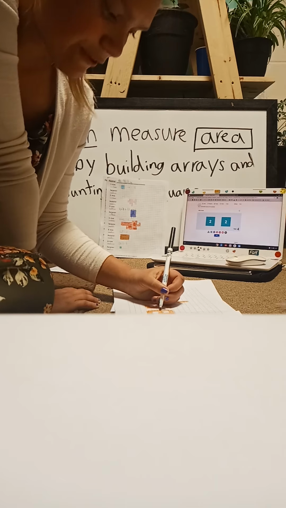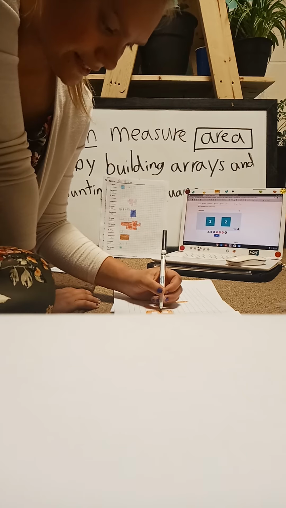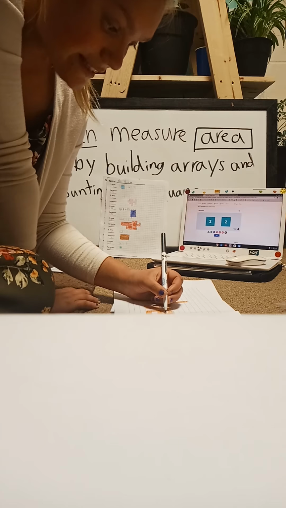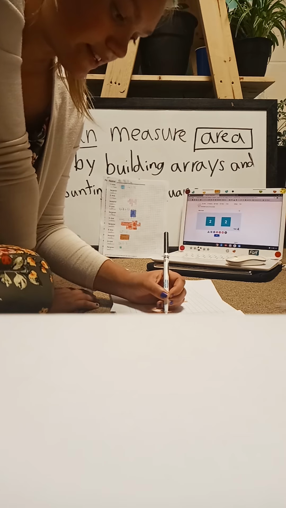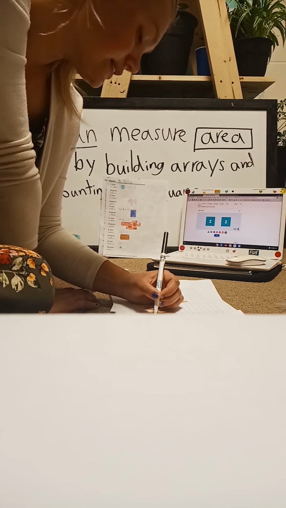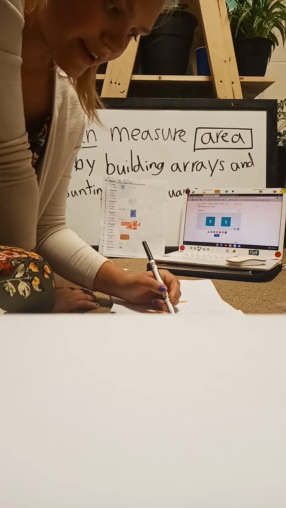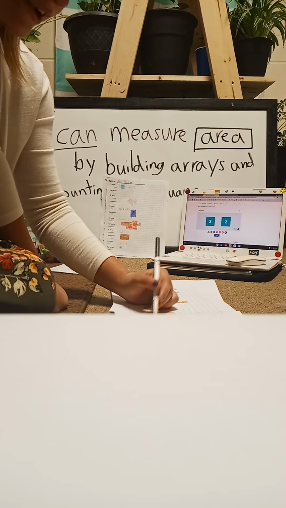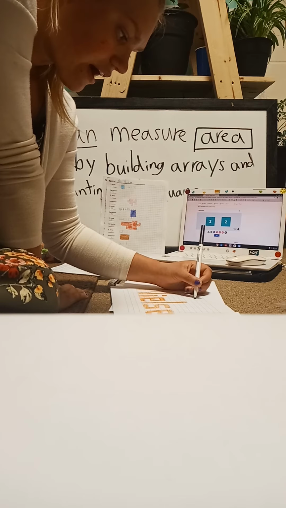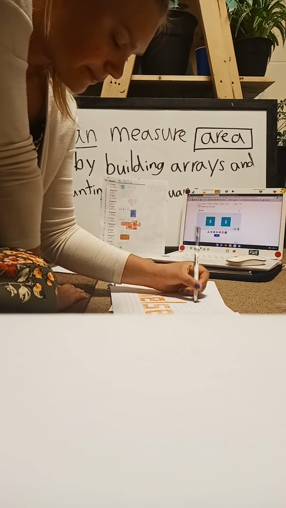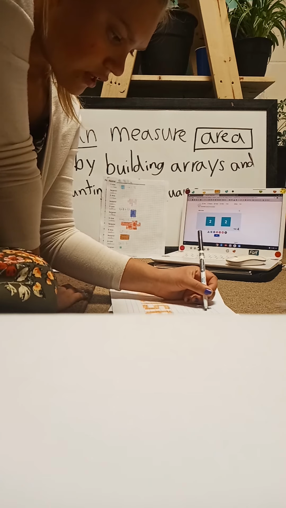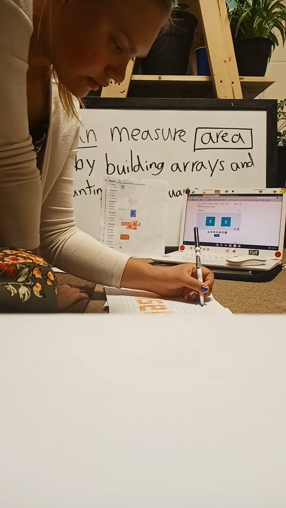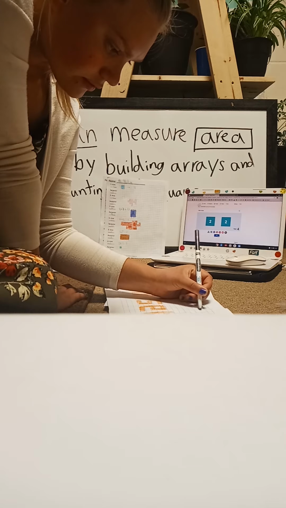Wow, my name's so long. 63, 64, 65, 66, 67, 68, 69, 70, 71, 72, 73, 74, 75, 76, 77, 78, 79, 80, 81, 82, 83, 84, 85. So the area of my name equals 85 unit squares.